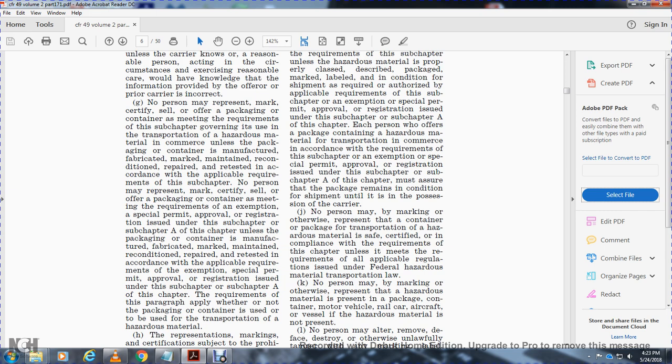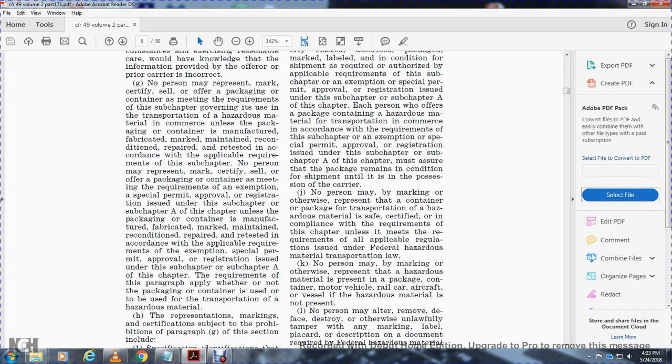marked, maintained, reconditioned, repaired, and retested in accordance with the applicable requirements of the exemption, special permit, approval, or registration issued under this subchapter or subchapter A of this chapter. The requirements of these paragraphs apply whether or not the packaging or container is used for the transportation of hazardous material.